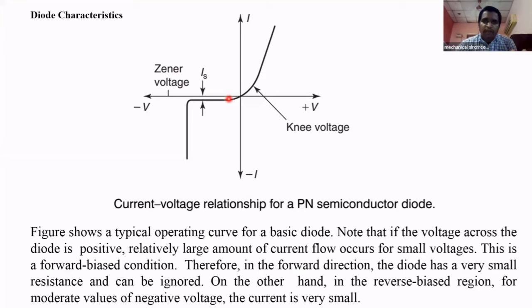This is due to the minority carriers. Reverse saturation current is this one. At a particular voltage, that voltage is called the breakdown voltage. That is the Zener voltage. If you apply the voltage up to the breakdown voltage, it suddenly raises the current in reverse biasing.